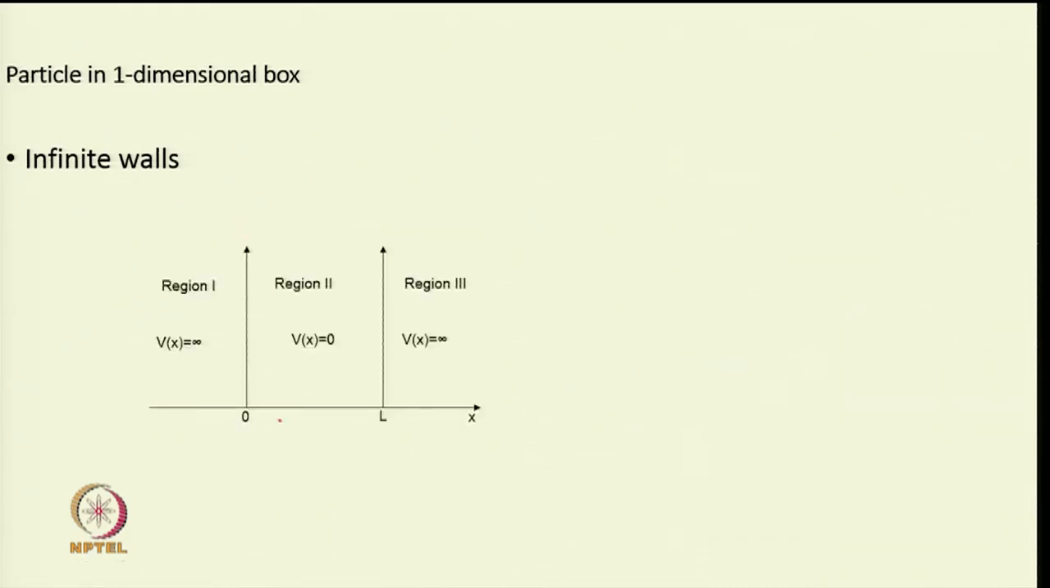So let's think about a particle in a one-dimensional box. As we discussed, this space is confined by two infinite walls, and let's call this space region 2, where the potential energy is equal to 0. There are two other regions, region 1 and region 3, where V(x) is infinity. Since it is a free particle, the potential energy will be 0 in region 2, and there is no scope for a particle to be in region 1 or region 3, so V(x) is equal to infinity there.